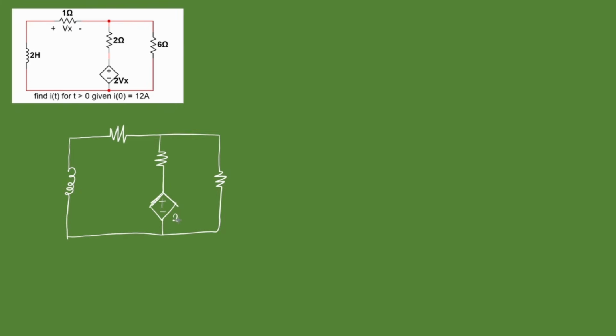So that's plus minus 2Vx, 2 ohms, 6 ohms, 1 ohm, plus or minus Vx, and 2 Henrys. Now recall, we're going to use KVL since we're dealing with two loops and want to find the expression for the inductor. So this is going to be I1. This is going to be I2. All right, so let's get to work. For I1, for mesh 1.